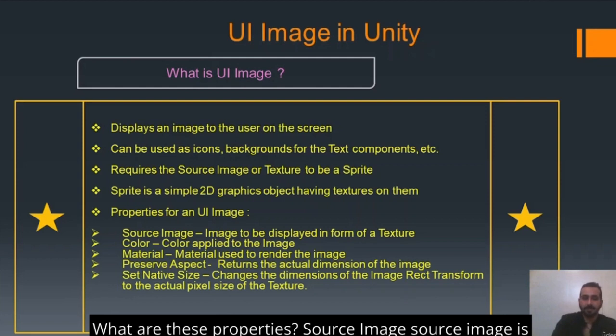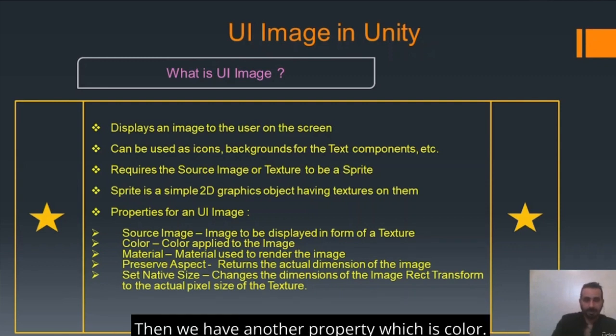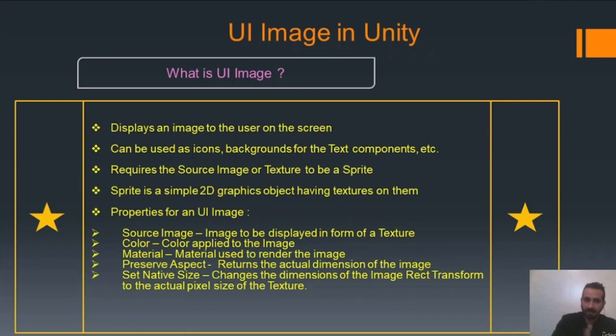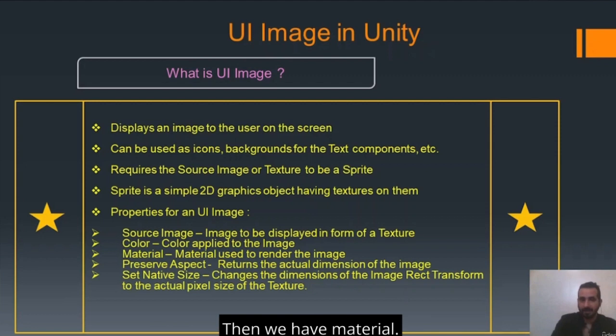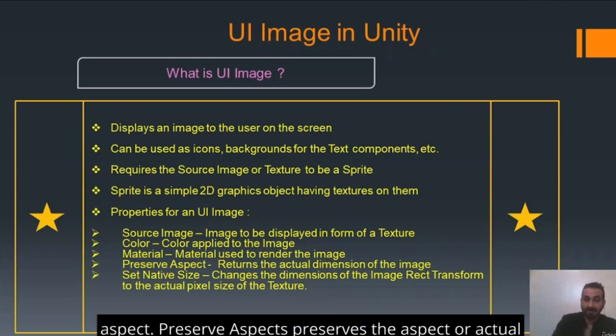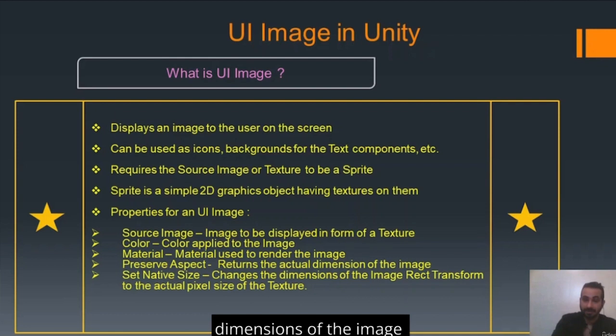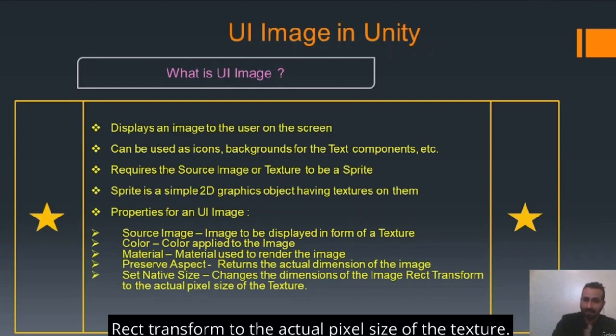What are these properties? Source image. Source image is basically the image to be displayed in the form of a texture or a sprite. Then we have another property, which is color. Color specifies the color applied to the image. Then we have material. Material is the material used to render the image. Preserve aspect. Preserve aspect preserves the aspect or actual dimensions of the image. Set native size. It changes the dimensions of the image rect transform to the actual pixel size of the texture.